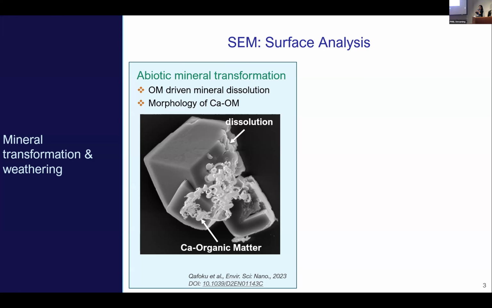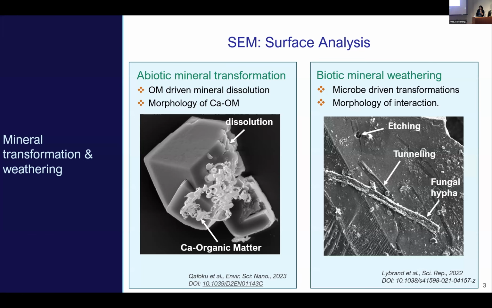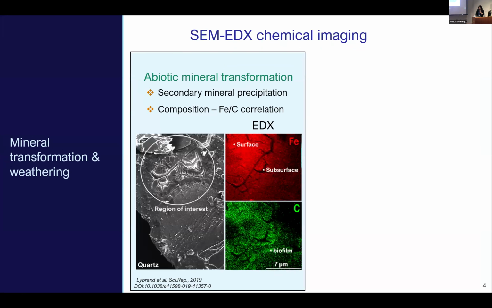So those, we can infer just by looking at the morphology of the samples. If we have a sample that is coming from the field, in this case a volcanic glass sample that has been deployed in the field for about a year, again, based on morphology alone, we can say a lot. We can infer a lot of what's happening in this sample. You can see some evidence of etching and tunneling from the fungal interaction, and we can also see the fungal hyphae adhering to the samples. We can get more information if we start adding chemical imaging.